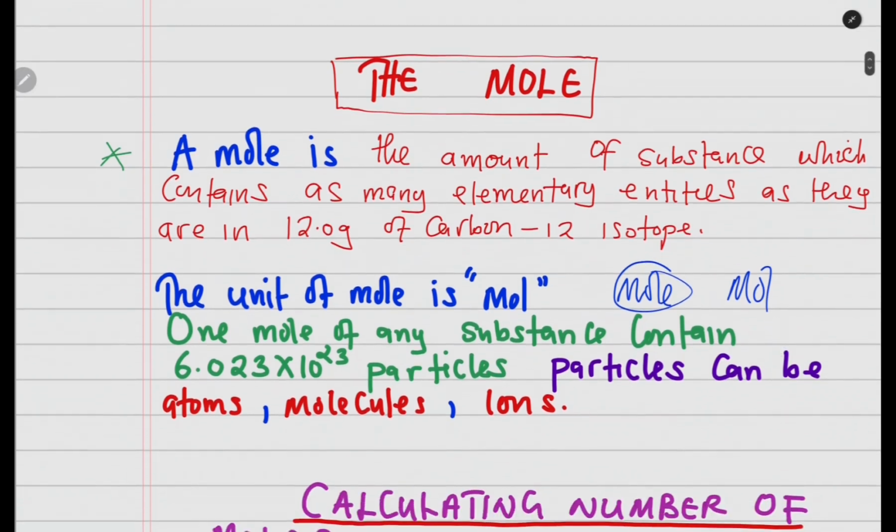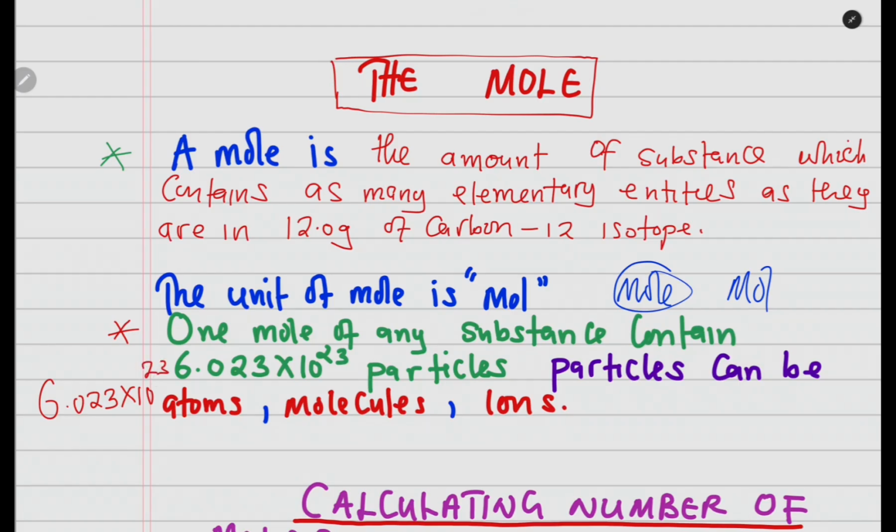Now, there's something that I've mentioned in the definition, that is particles. So now, this part, you need to take it and you need to know it very well. That 1 mole of any substance, no matter the amount, no matter the state, it is equal to, or it contains 6.023 multiplied by 10 to the power 23 particles. 1 mole of any substance contains 6.023 multiplied by 10 to the power 23 particles.